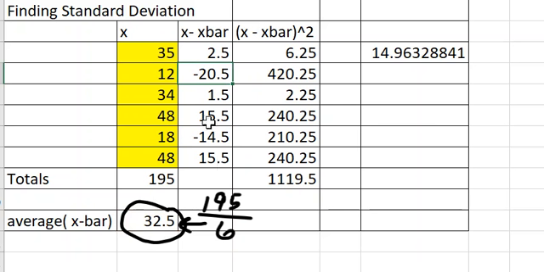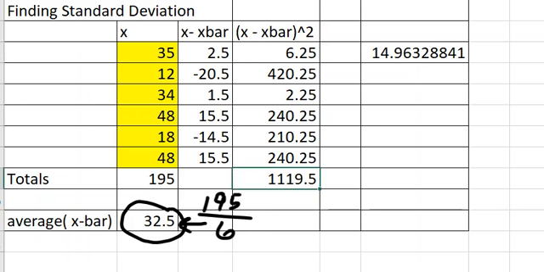Then you take this set of numbers, and you make a new column, and you square each one of these numbers. So 2.5 squared is 6.25. 20.5 squared is 420, and so on. So you square each one of those numbers. For example, 5 times 5 is 25. So you're going to multiply the number by itself, and that will give you the square number.